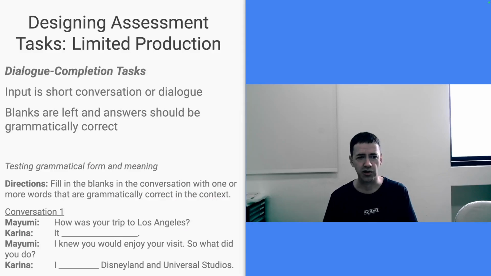Okay, then we can also do dialogue completion tasks. So in this case, the input is a short conversation or dialogue. Blanks are left and answers should be grammatically correct. Again, it has to match in the meaning, but they have to be grammatically correct.